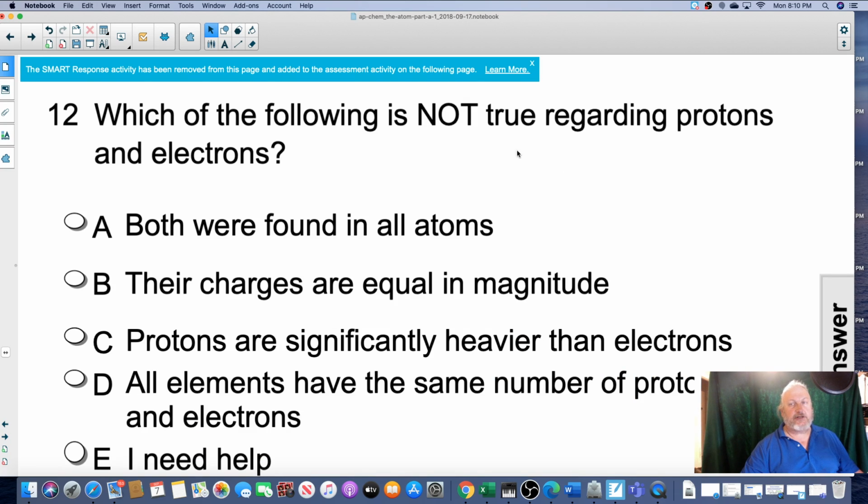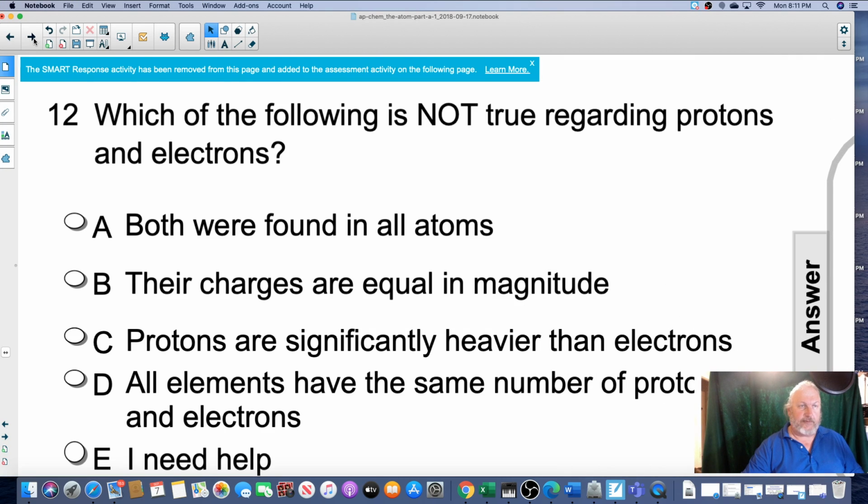Which of the following is not true regarding protons and electrons? Both were found in all atoms. Well, they were found in all atoms. Their charges are equal in magnitude. Well, the positive charge is equal to the negative charge. Protons are significantly heavier than electrons. Yes, they are. All elements have the same number of protons and electrons. Notice how that read. Well, that's got to be wrong, because each element has a different number of protons and electrons.